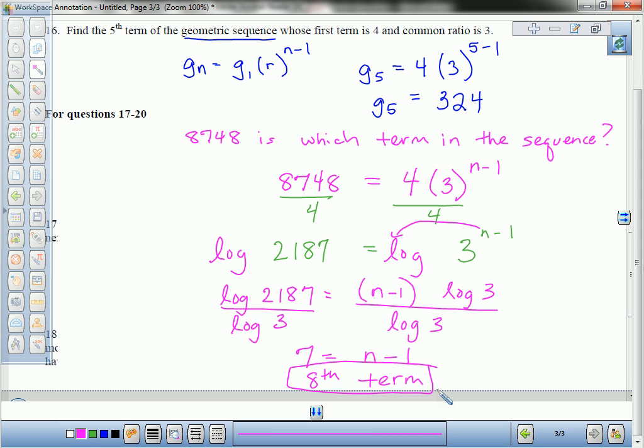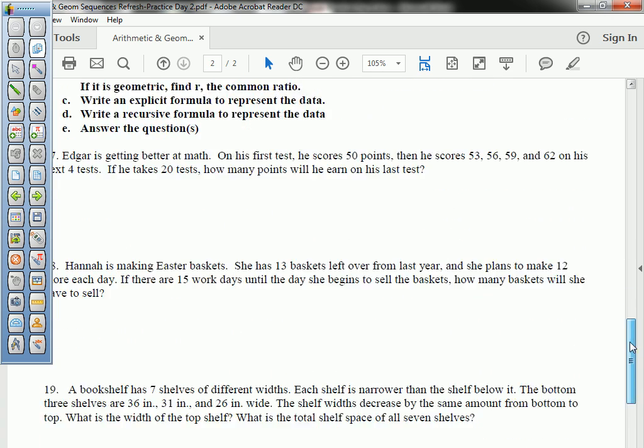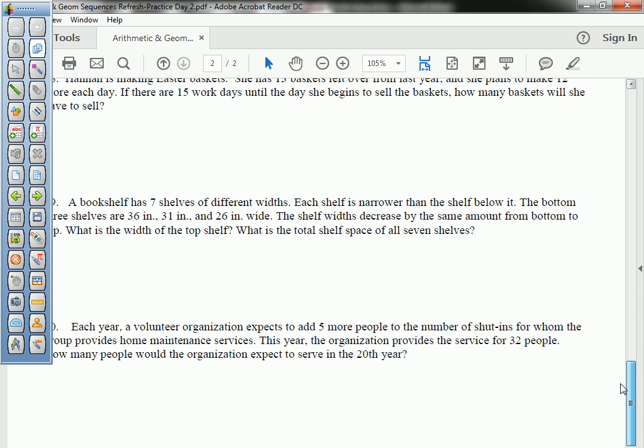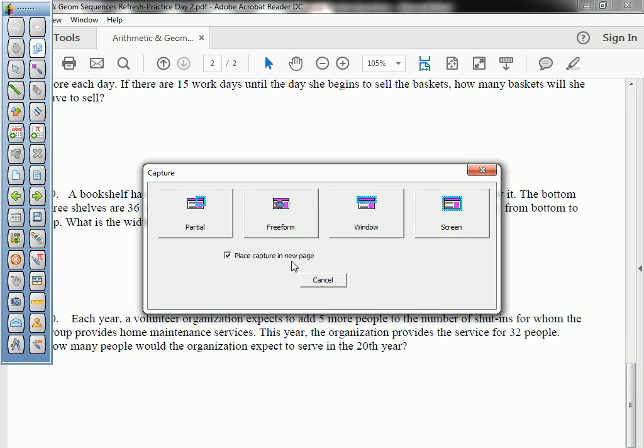Okay, so those are the types of problems you're going to see today. Now, you're going to see a couple word problems, but most of them are like the ones we've already done. We're not going to do all the word problems on your page, but we are going to look at a couple of them. Which one looks most interesting to you? The last one. The last one? Let's do the last one then.